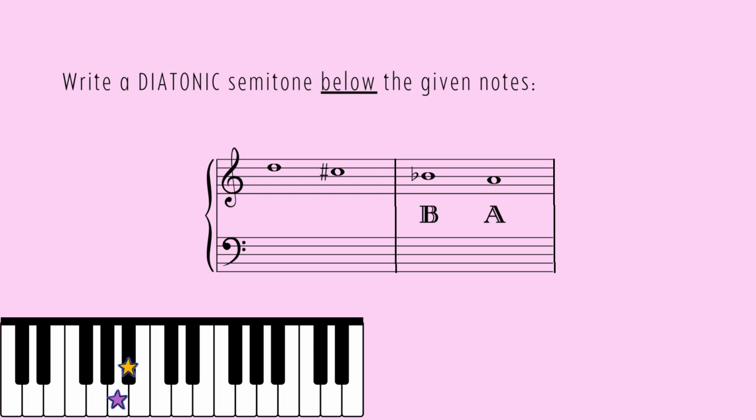Our next example begins with the note B flat. So again, we are thinking about the letter name that comes before B in the musical alphabet. In this case, it is A. So we're writing down A. We're putting an A on the staff, and then we're checking our keyboard picture to see if those two notes are a semitone apart. So B flat to A, we have no other keys in between. And so it's perfect. It's a diatonic semitone.